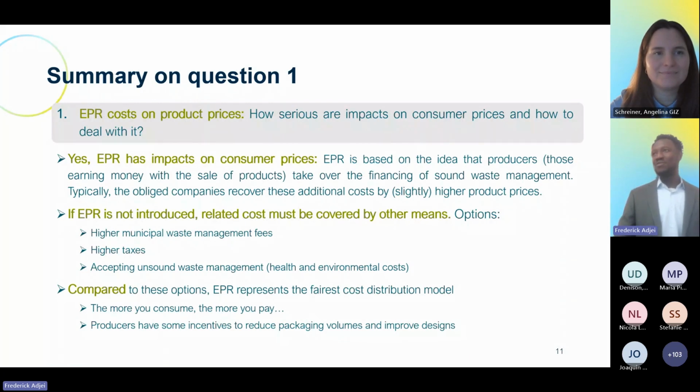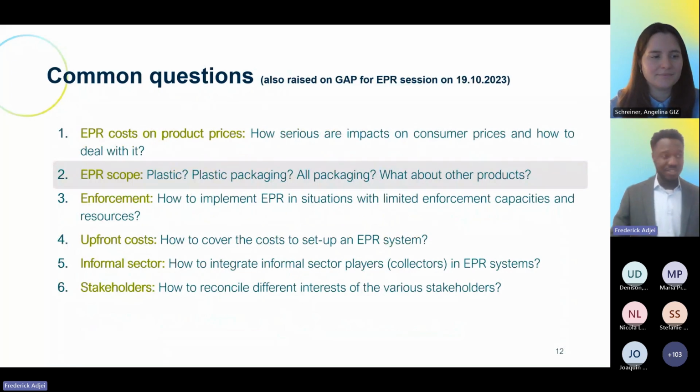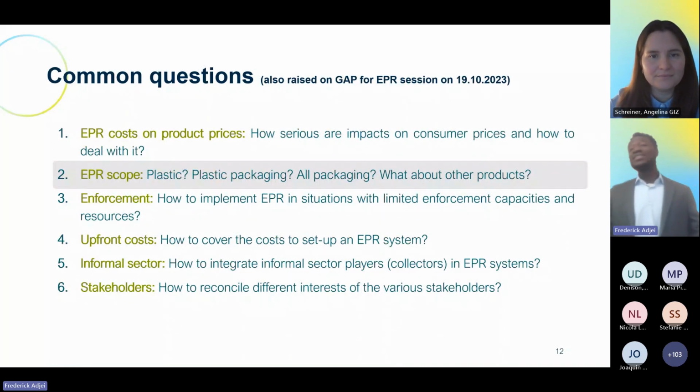Please remember, if you have questions, please put them in the chats and we will have time to go back and look at them holistically. Right. Now to the second question, what should be the scope? This is a very, very crucial question and it really comes up on everybody's minds. Should it be plastic packaging, all packaging, other products? What should we do? How should we look at it?